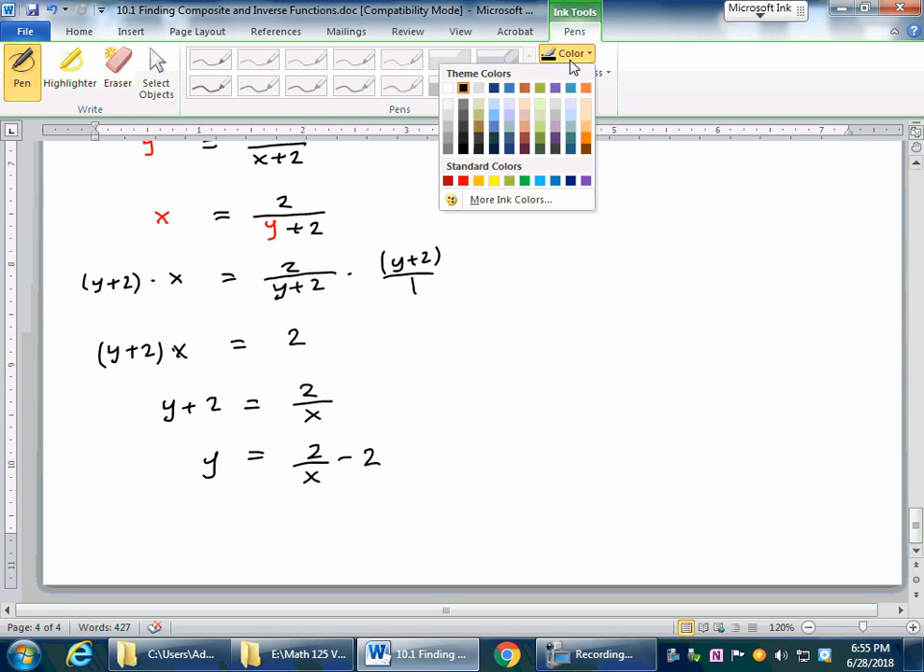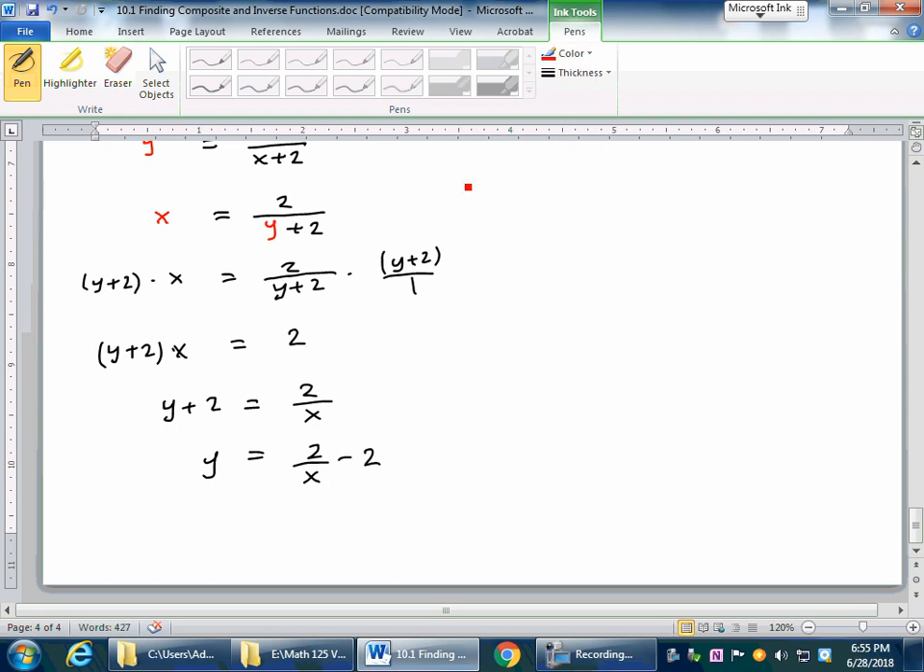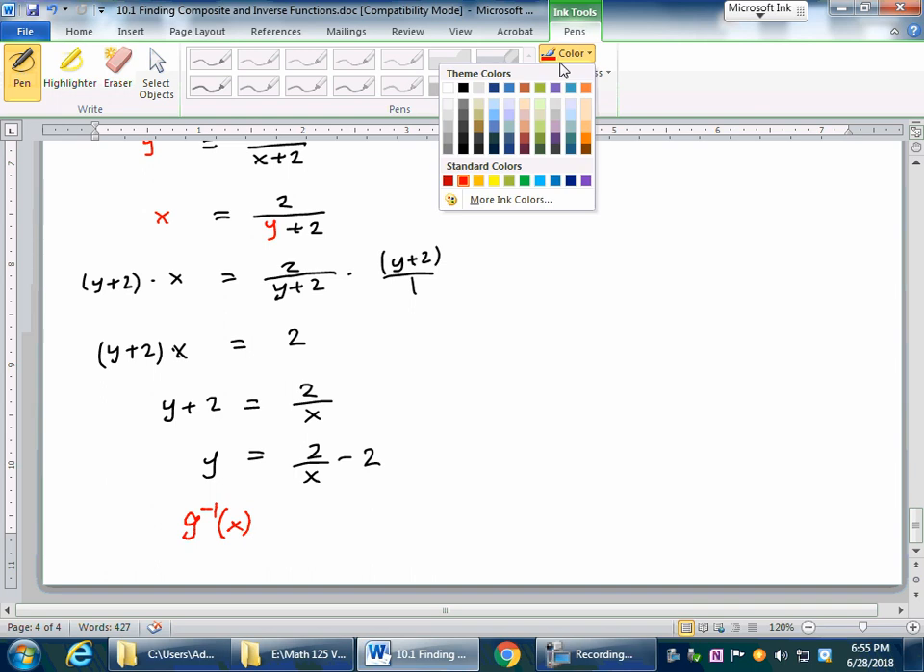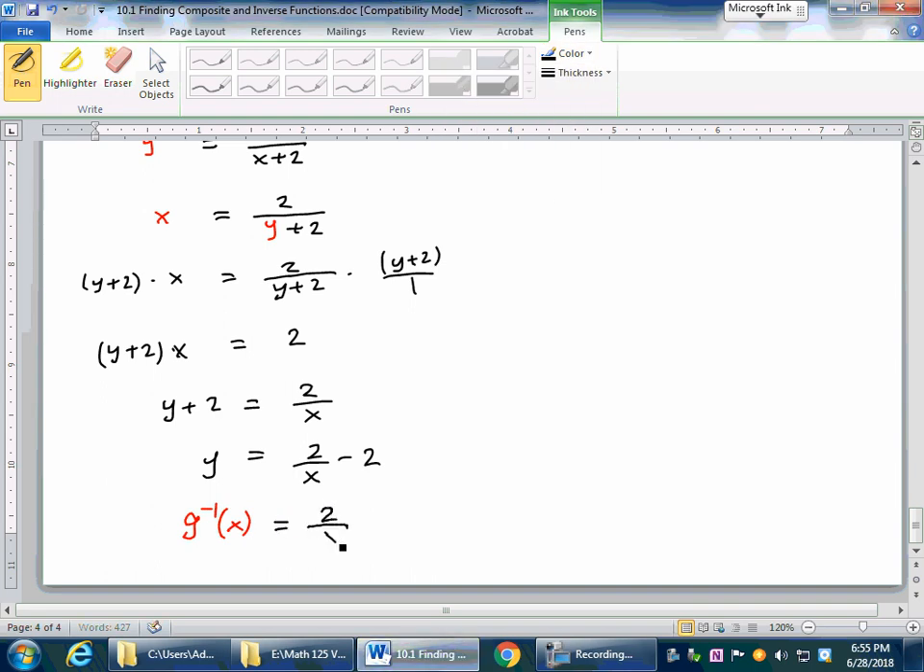Finally, I rewrite with the function notation g inverse of x, that is equal to 2 over x minus 2, and that's my final answer. And this concludes this section.